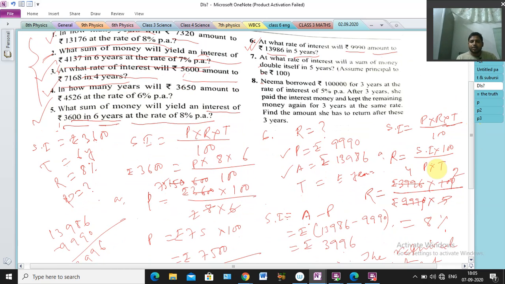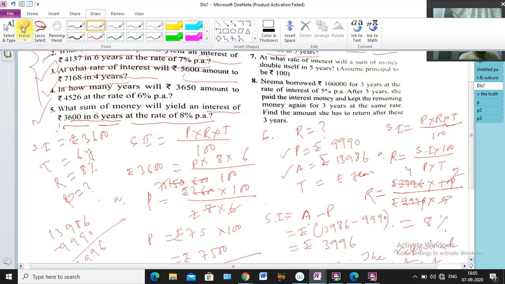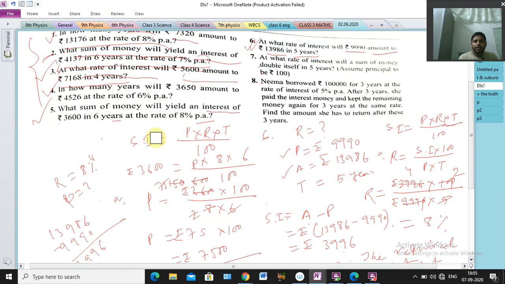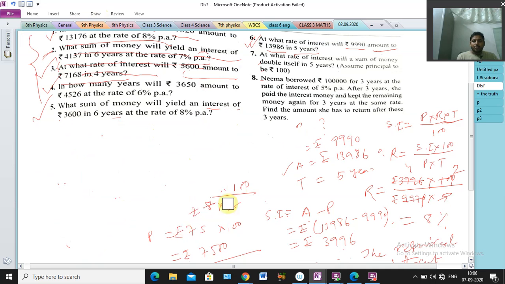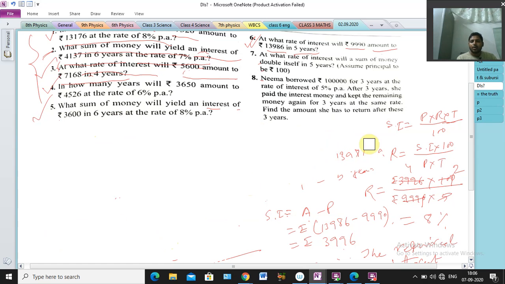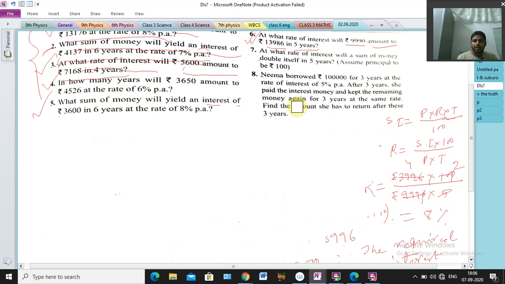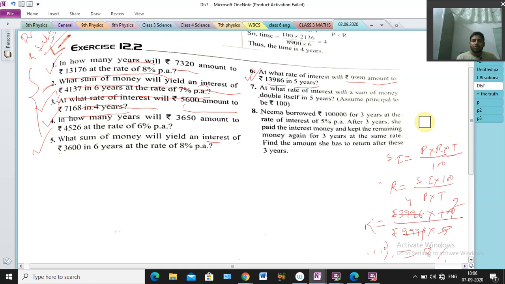Okay, next question number 7. Question number 7, just read the question everyone. That time I am just little erasing. Question number 7 is telling here, at what rate of interest will a sum of money double itself in 5 years? Okay, so what is the meaning of the question, sir? We find out, sir, rate of interest we find out.